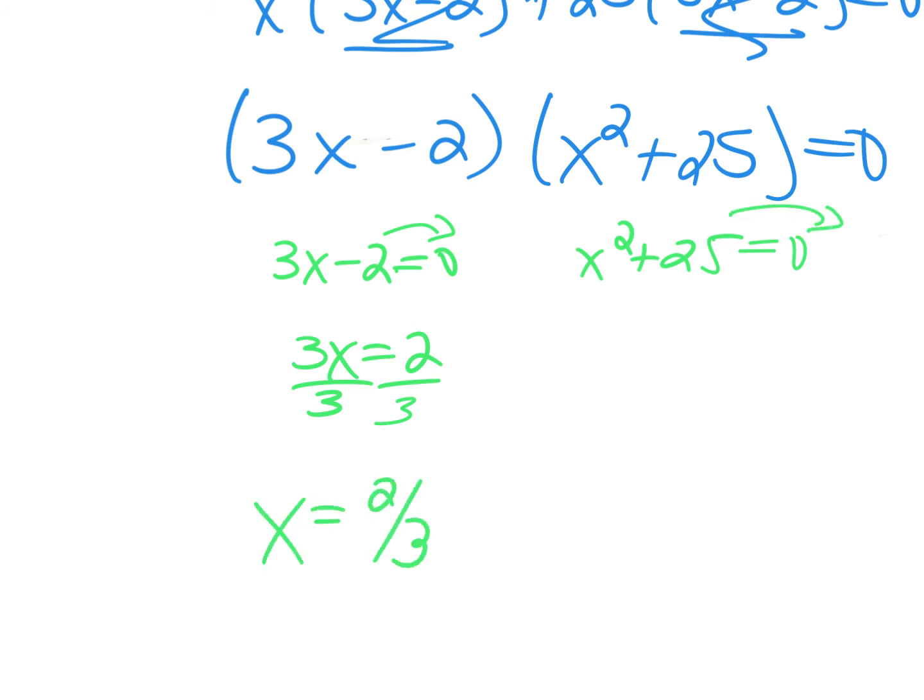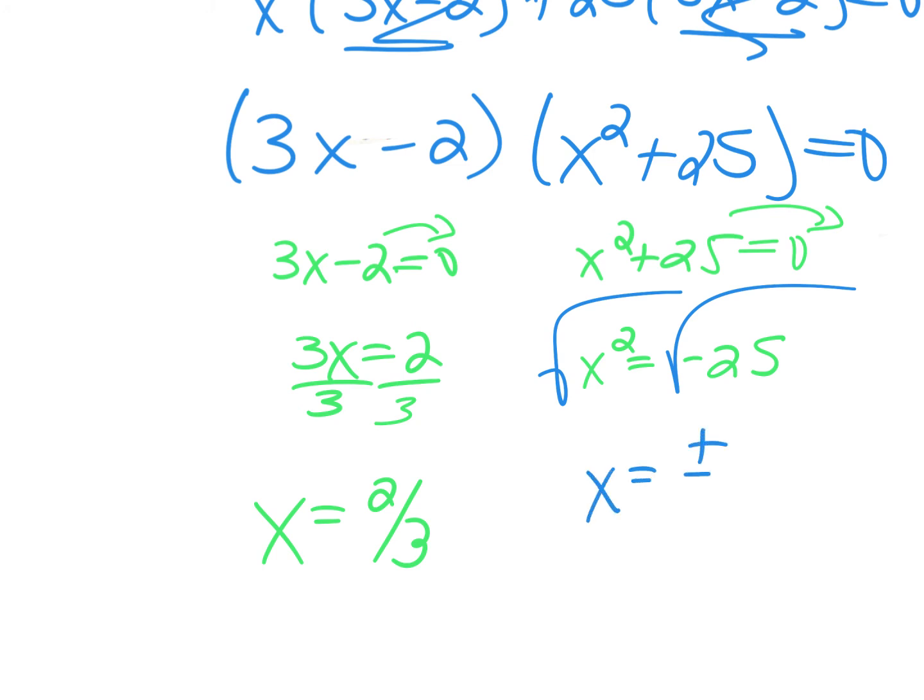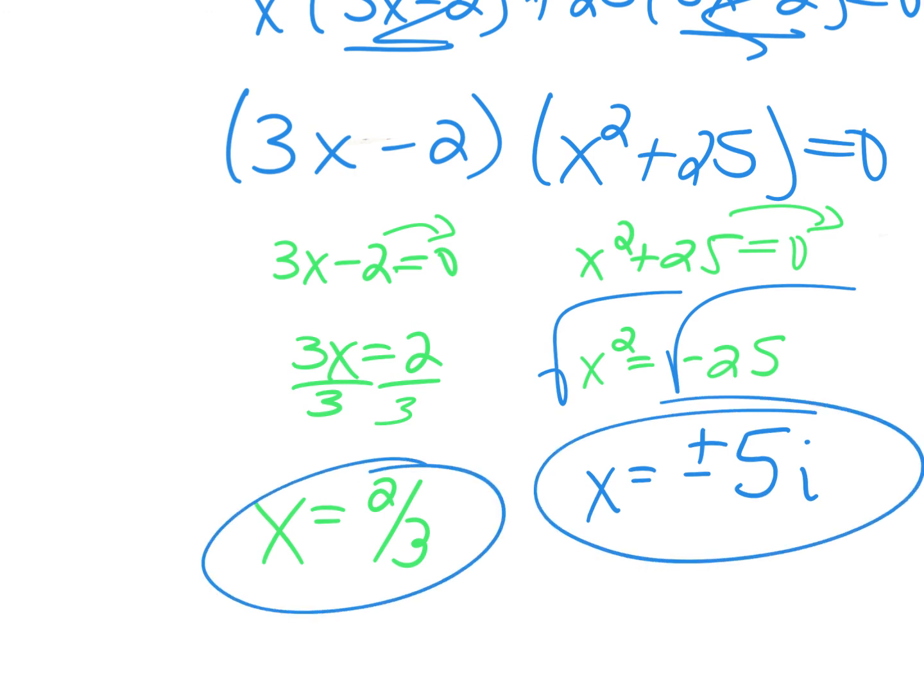Move 25 over, it becomes negative. So when I take the square root, what goes in front of my answer? Plus or minus. And what is the square root of negative 25? 5i. So again, we have 3 solutions here. One of them is real, and the other 2 are imaginary. Or as Gio said last period, fake.